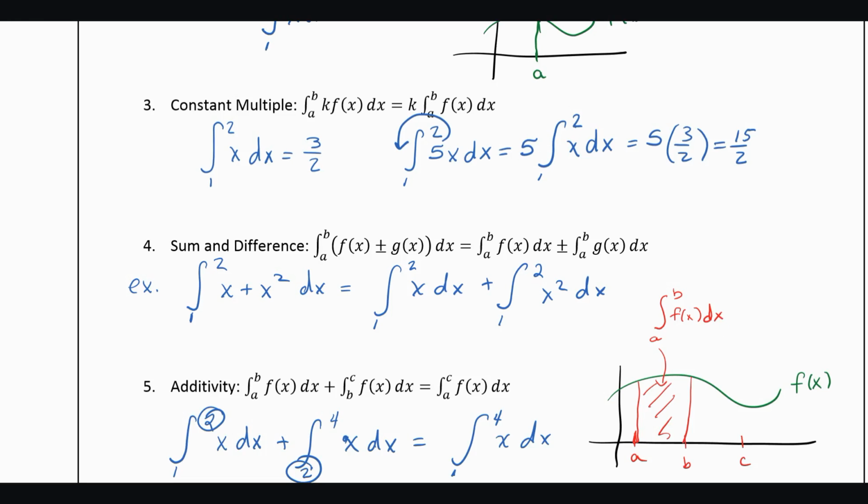And then the integral from b to c would be this area. And we're saying that adding those together, if you want all of that, we would want the integral from a all the way to c.